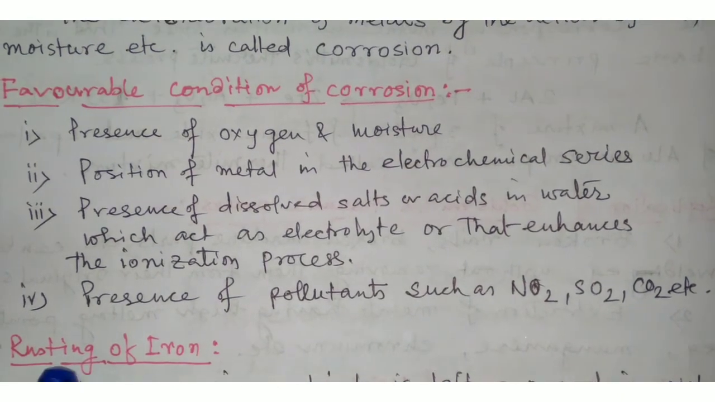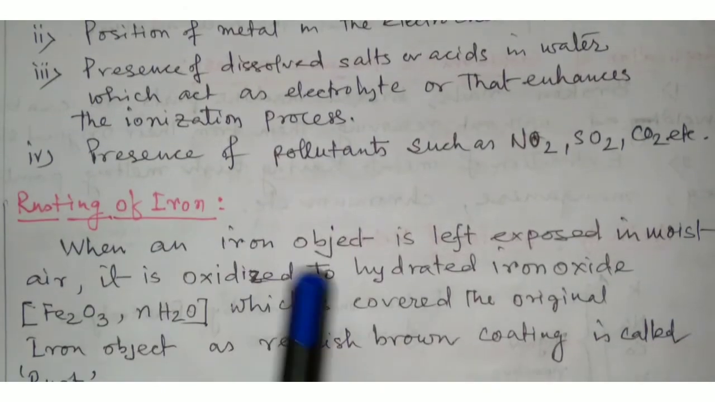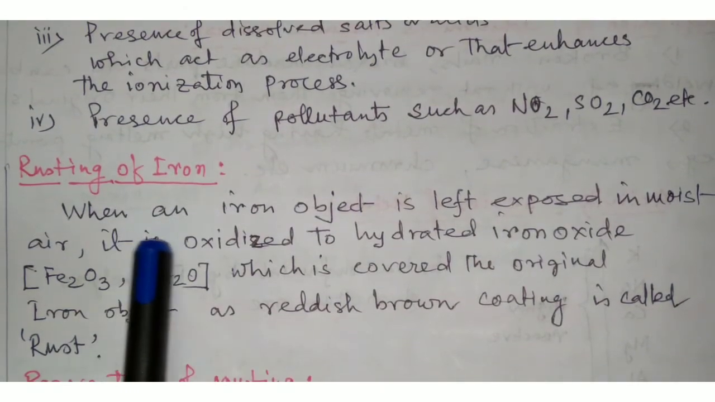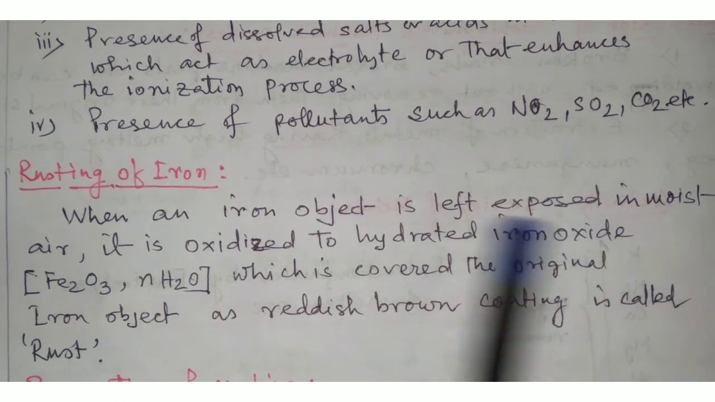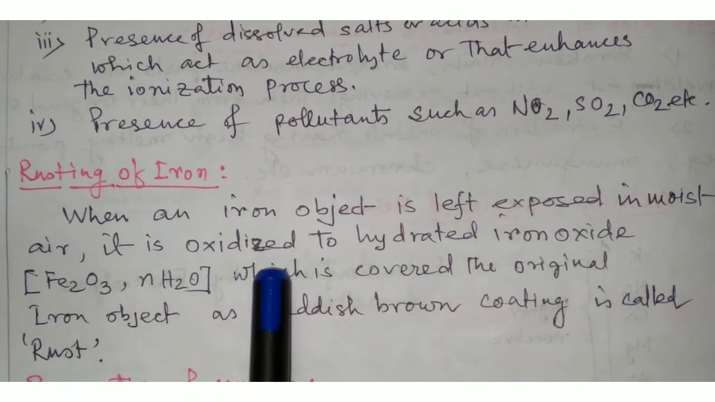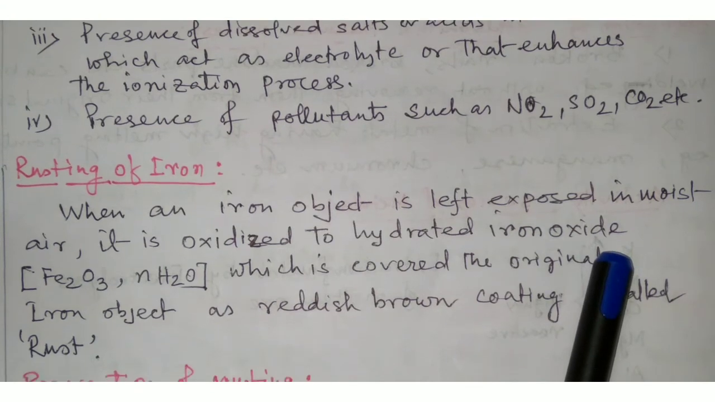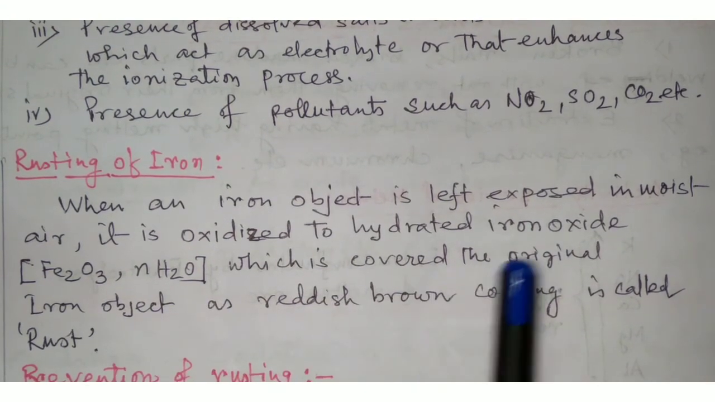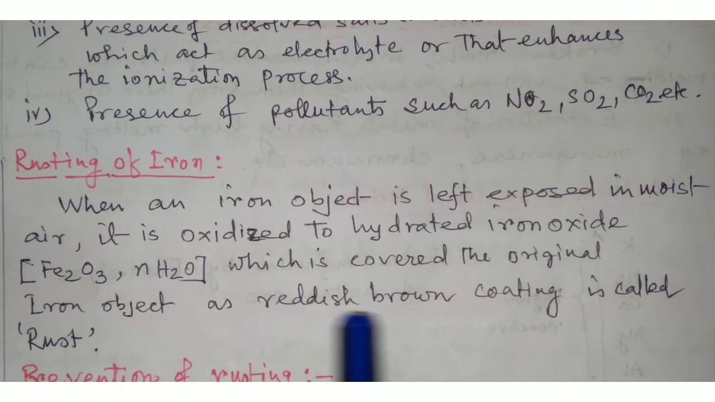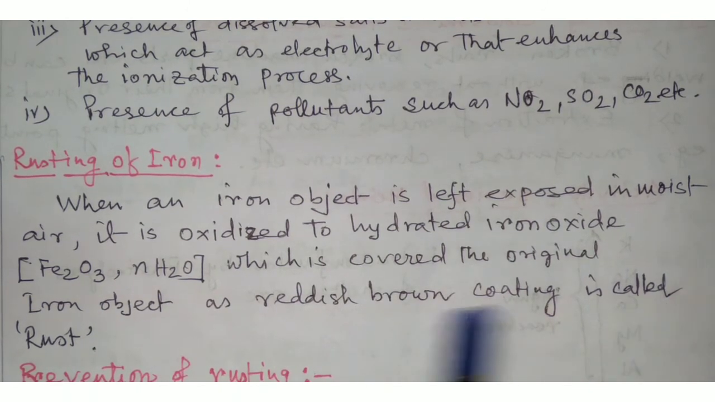Now, what is rusting of iron? When an iron object is left exposed in moist air, it is oxidized to hydrated iron oxide, Fe2O3·H2O, which covers the original iron object as a reddish brown coating called rust.